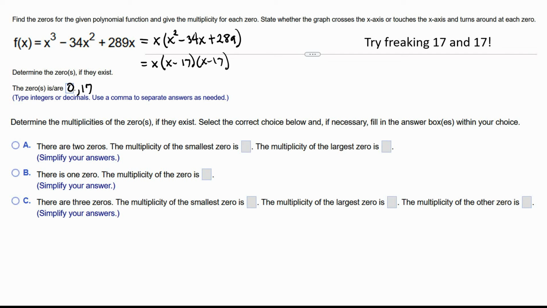So if you think about it, you write that out, you can see this is x times x minus 17 to the second power. So x equals 0, that'll be the first factor, right? What's the multiplicity here for this x? Multiplicity of 1 is x to the first power, right? So since it's odd, then it crosses.